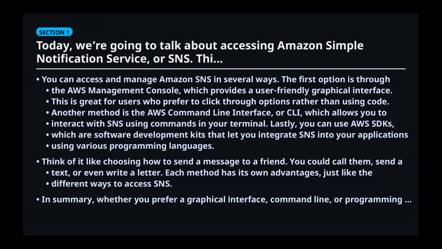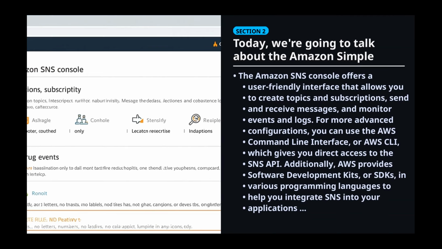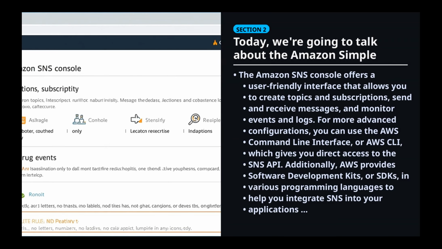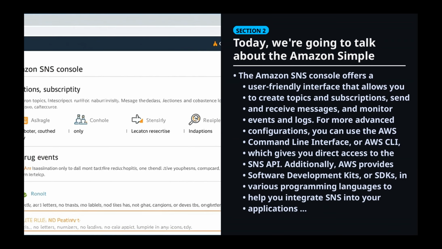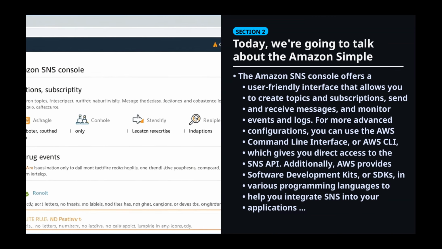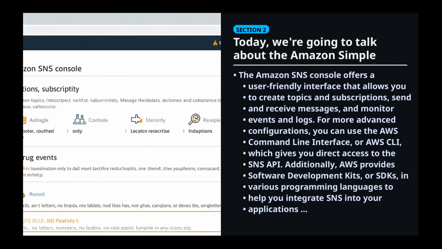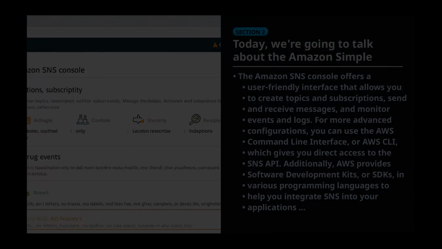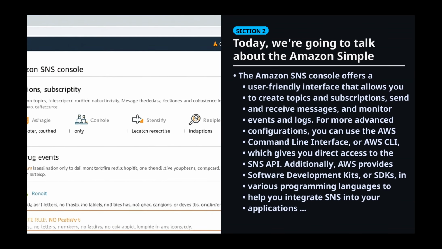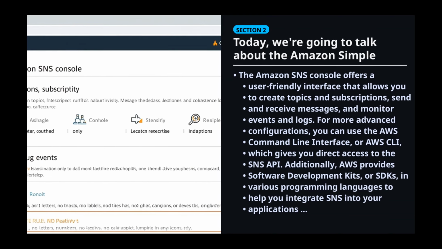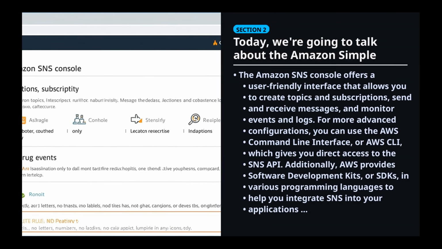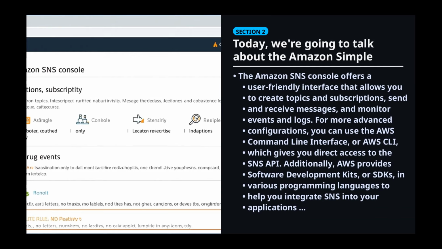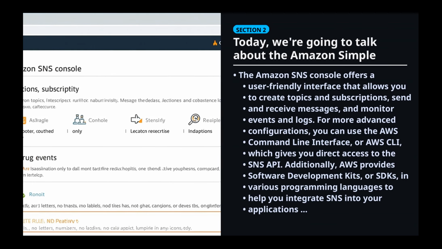The Amazon SNS console offers a user-friendly interface that allows you to create topics and subscriptions, send and receive messages, and monitor events and logs. For more advanced configurations, you can use the AWS Command Line Interface, or AWS CLI, which gives you direct access to the SNS API. Additionally, AWS provides software development kits, or SDKs, in various programming languages to help you integrate SNS into your applications.